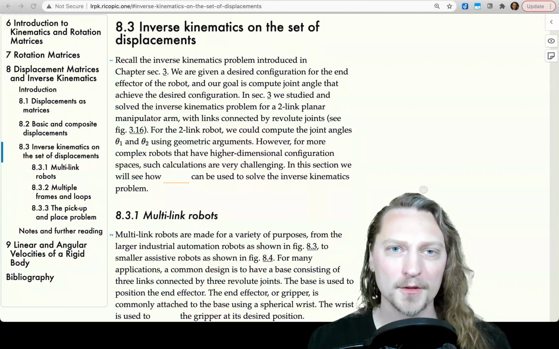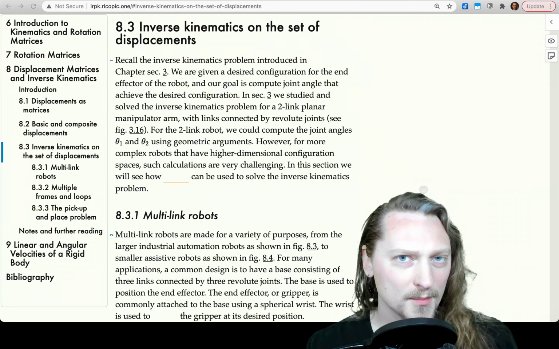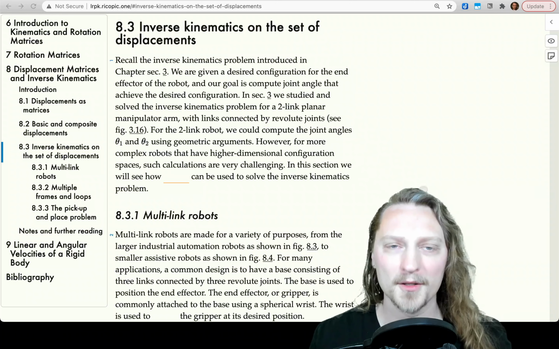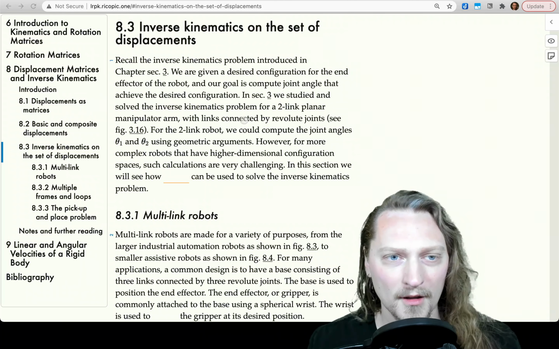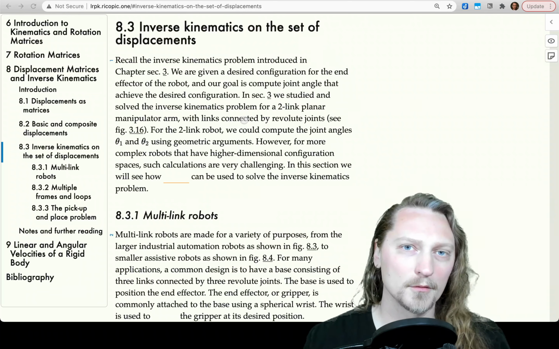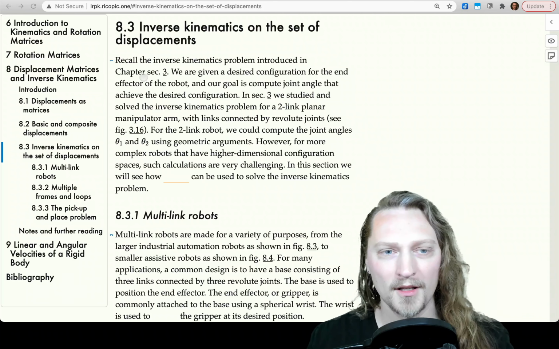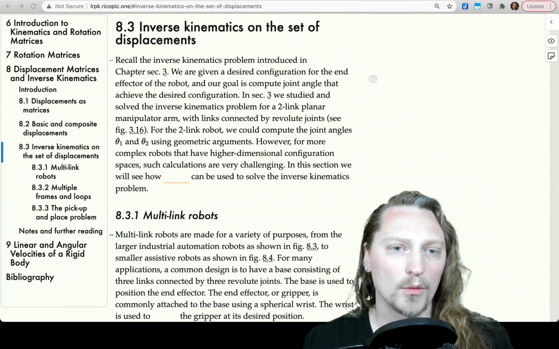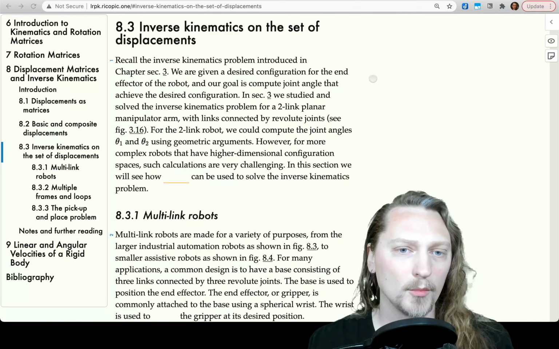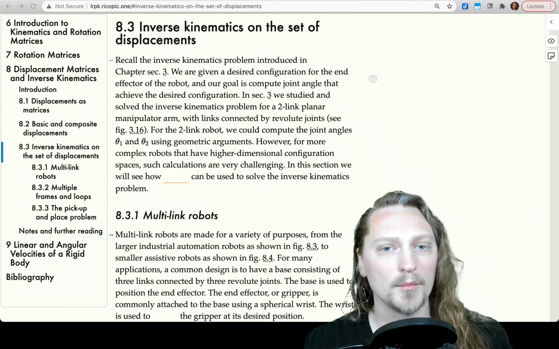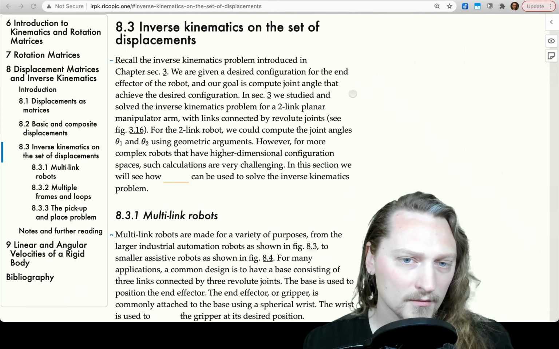Alright, welcome to 8.3 Inverse Kinematics on the set of displacements, part of the Displacement Matrices and Inverse Kinematics chapter. Alright, let's jump in. Recall the inverse kinematics problem, introduction, in section 3. We are given a desired configuration for the end effector of the robot, and our goal is to compute joint angles that achieve the desired configuration.